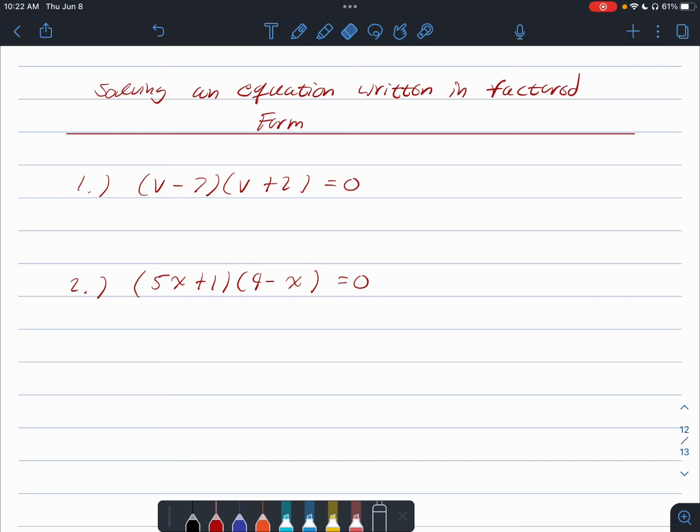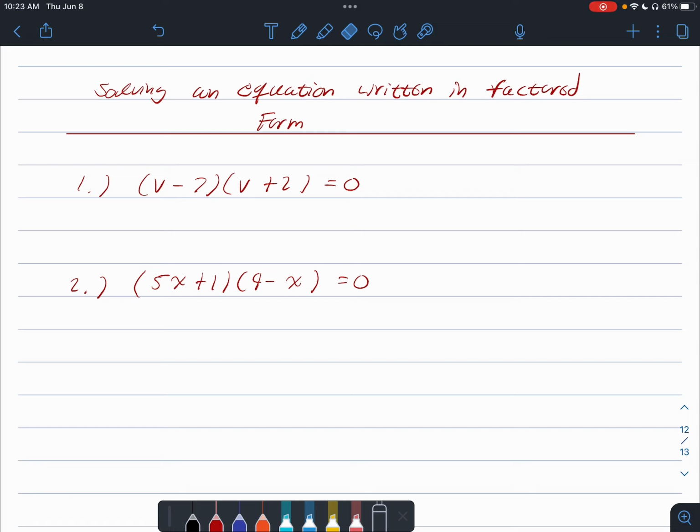So let's take a look at the first example here. We have v minus 7 in parentheses times v plus 2 in parentheses. If you were to FOIL this out, you would get some degree 2 polynomial, but thankfully it's already written in factored form. So the idea here is you want to find out when this equation is equal to 0. And if you remember basic multiplication facts, anything multiplied by 0 is 0. Having said that, we have to figure out what would make either of these factors equal to 0.